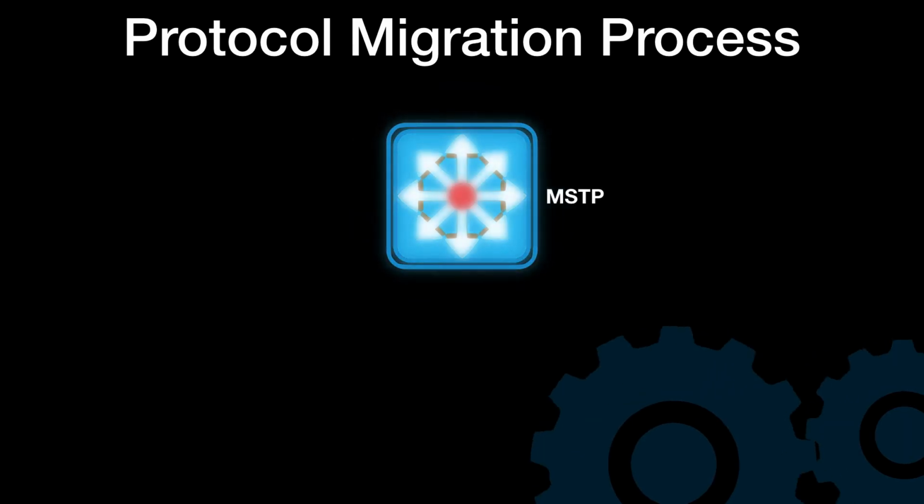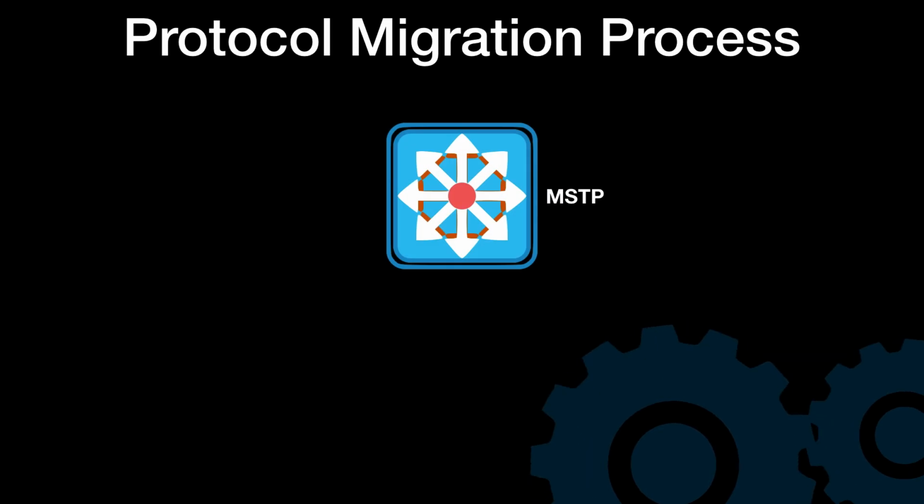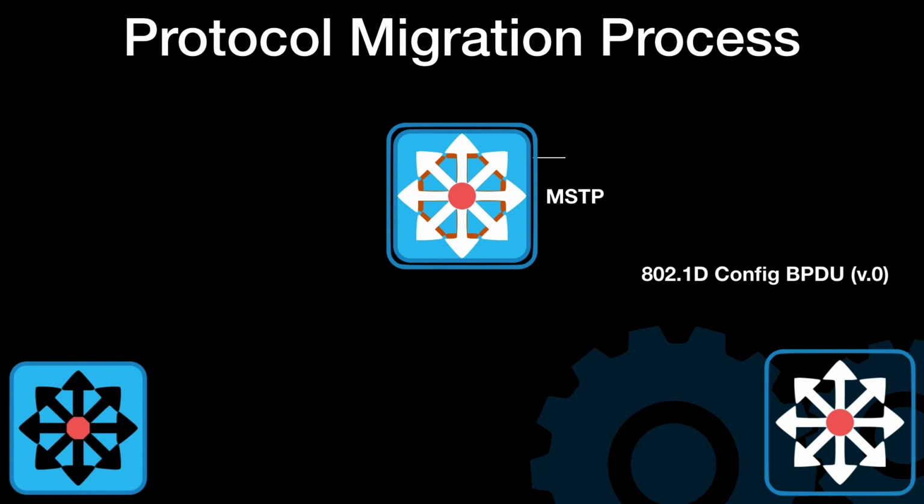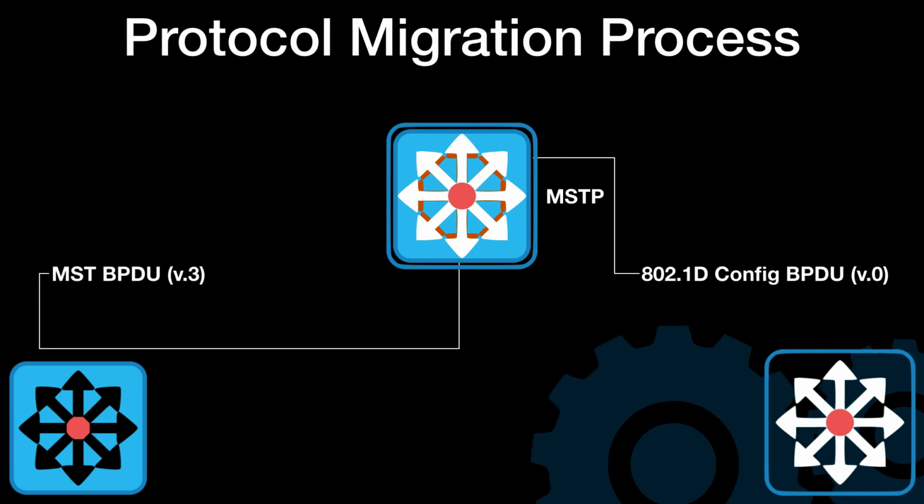Protocol migration process. A device running MSTP supports a built-in protocol migration mechanism that enables it to interoperate with legacy 802.1d devices. If this device receives a legacy 802.1d configuration BPDU, a BPDU with the protocol version set to 0, it sends only 802.1d BPDUs on that port. An MSTP device also can detect that a port is at the boundary of a region when it receives a legacy BPDU, an MST BPDU, version 3 associated with a different region, or an RST BPDU, version 2.